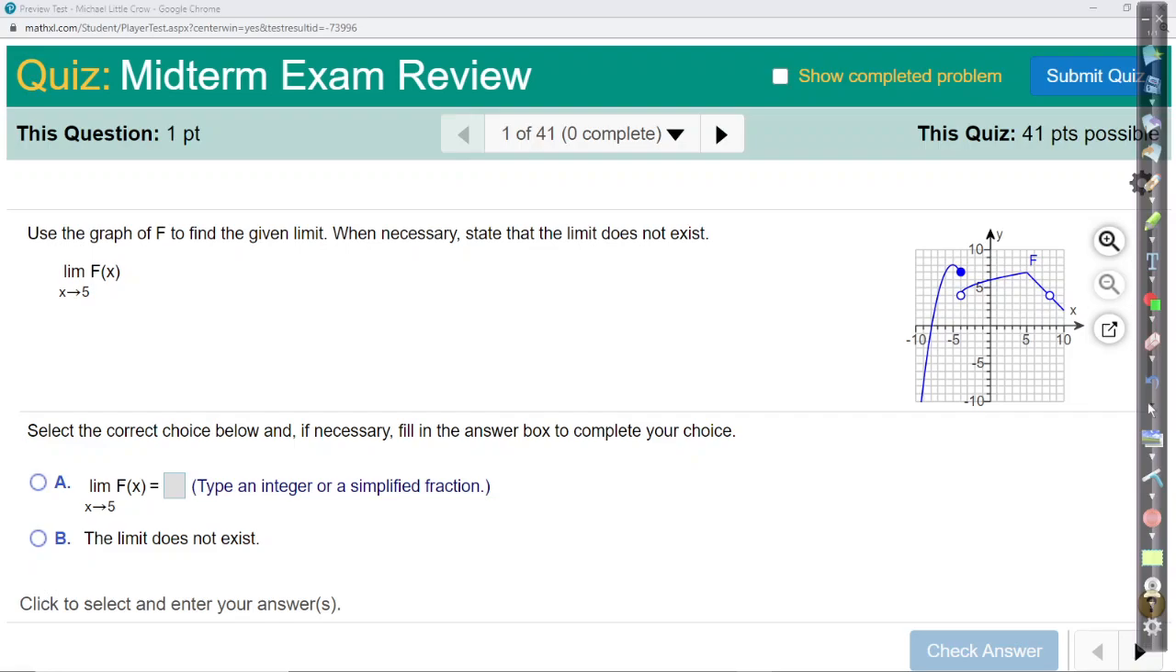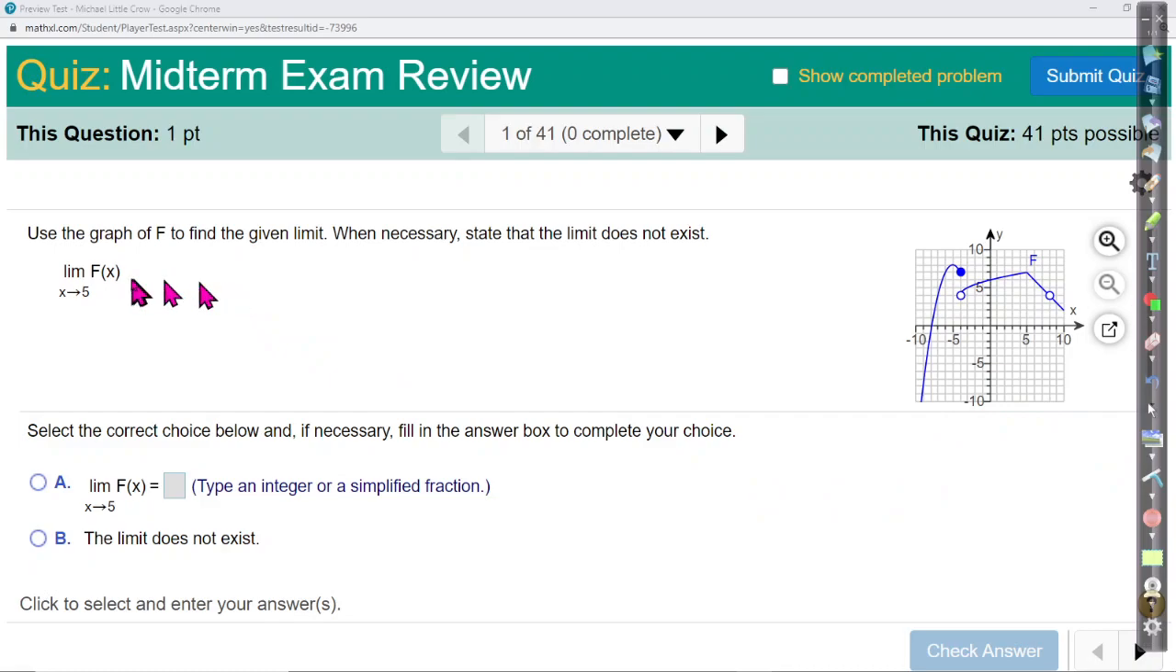So let's see how this goes. This midterm exam review has 41 questions. I'm going to do my best to get through all of these. I thought I'd better start a little early and get a few posted to you. So I think tonight, if I can make it through about 20, I'll be doing good. Let's see how we do.